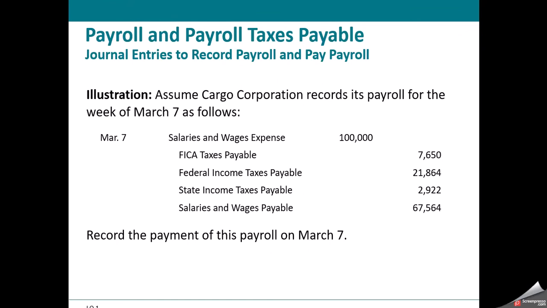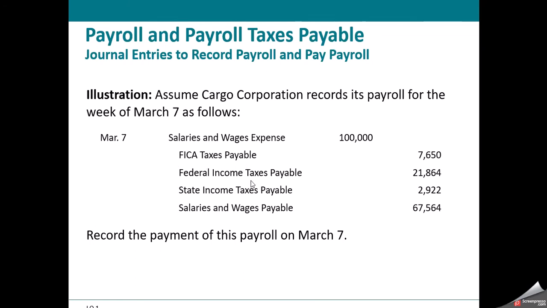So here we have an example. If they have a $100,000 total payroll that they debit their wages and salaries expense, FICA tax, the percentage is 7.65%. That's how much the employee has to pay. And then we'll see later that the employer has to match that. But this would be what the employee paid. So 7.65% times the 100,000 gives us $7,650 into a FICA tax payable.